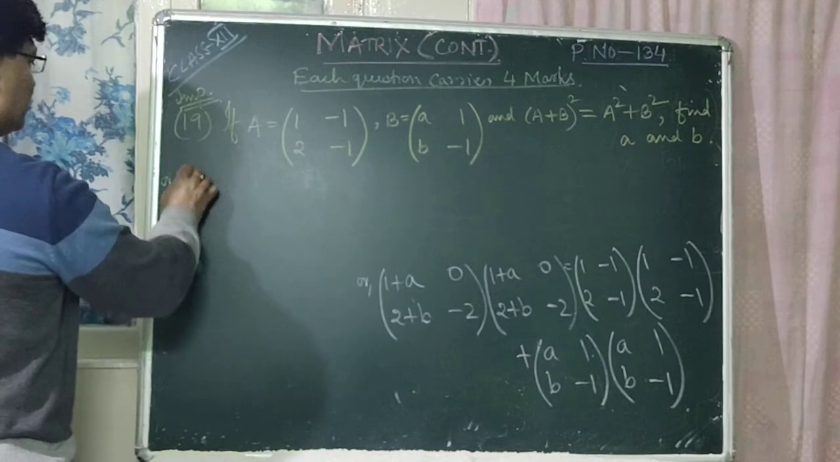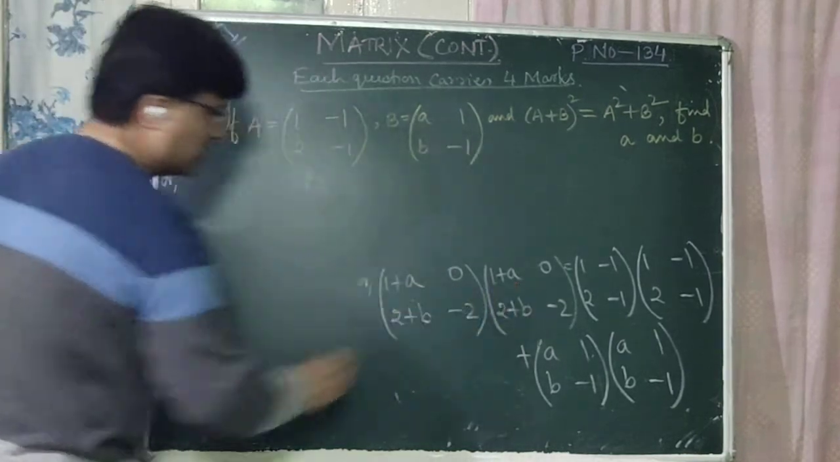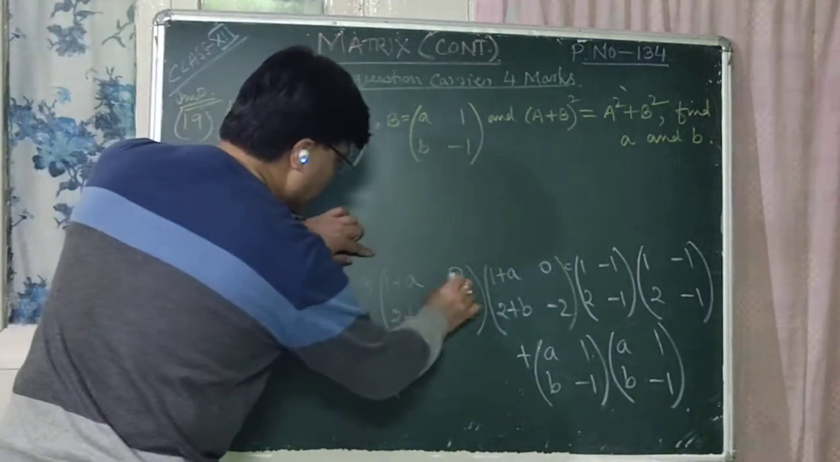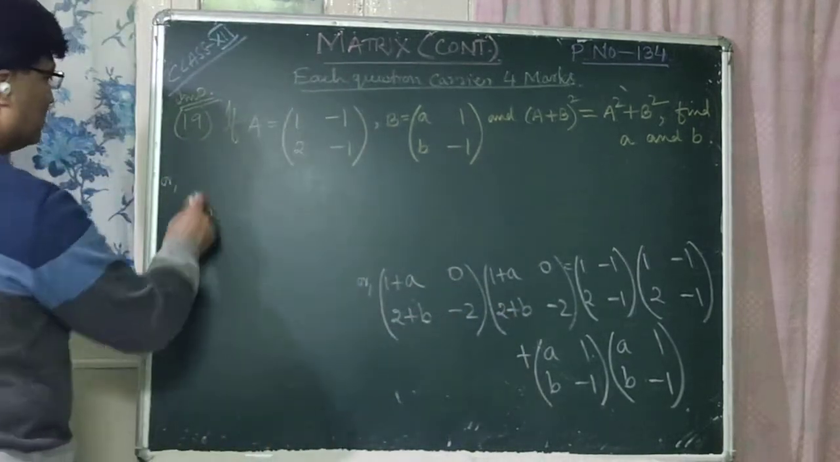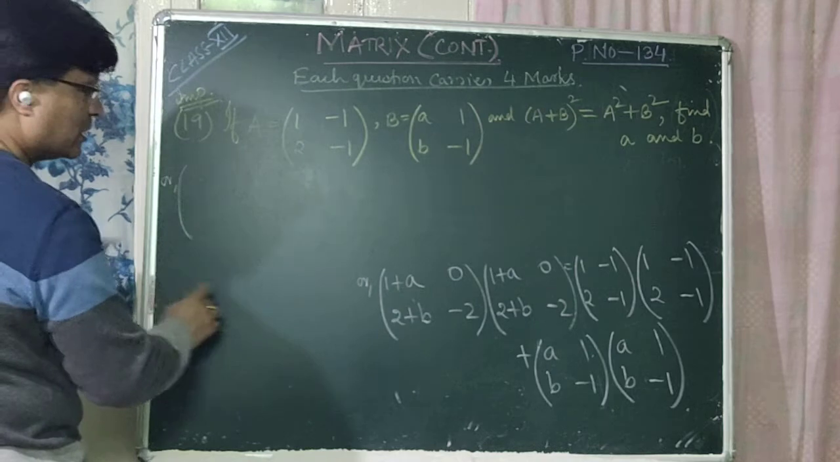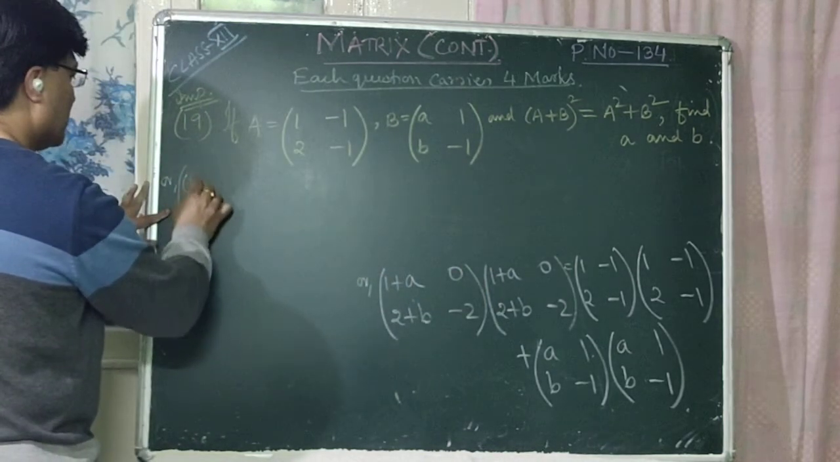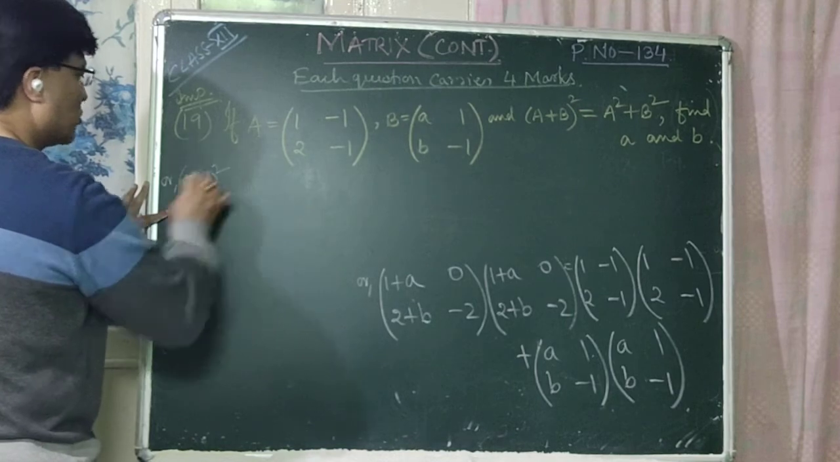Now you have to multiply these two matrices. You know how to multiply them, isn't it? So first row by first column. How much is it? First row by first column, 1 plus A into 1 plus A, 1 plus A whole square.